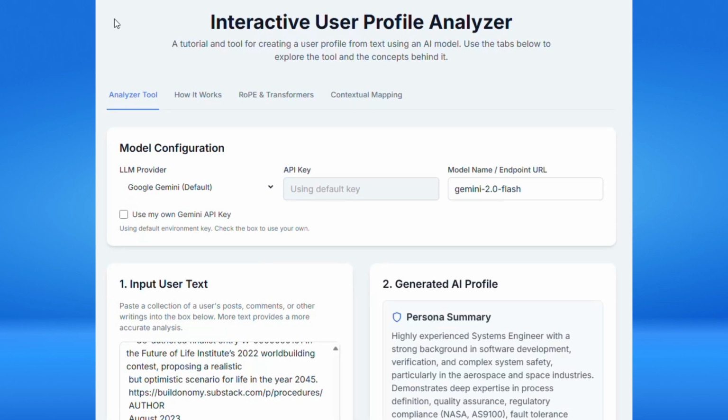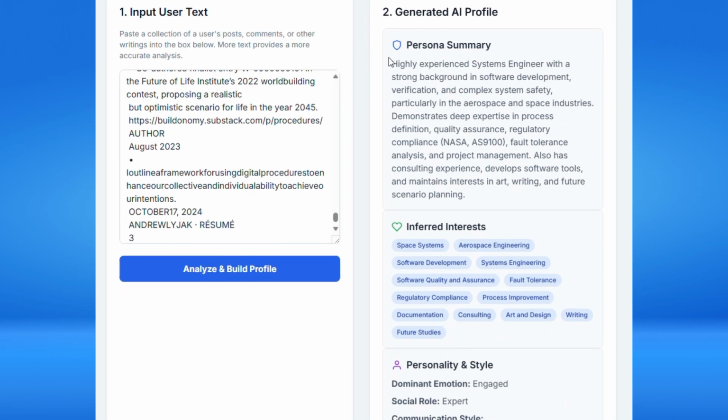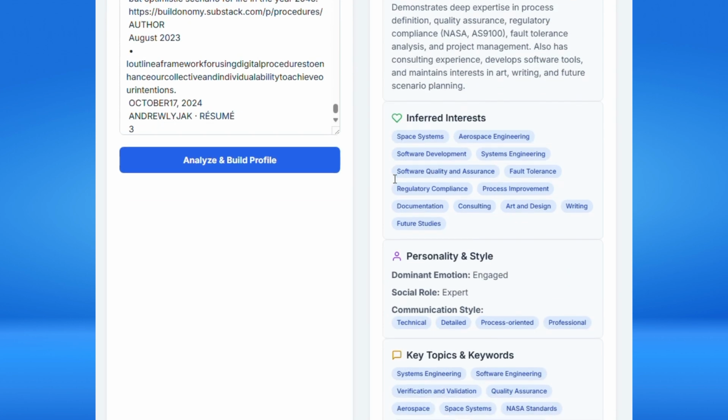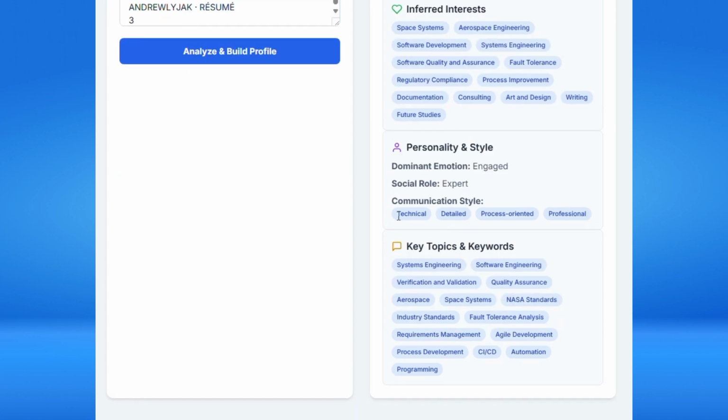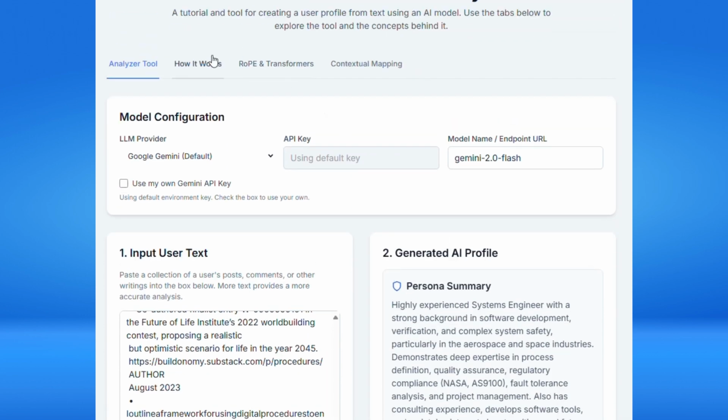This interactive user profile analyzer goes into how a text input is used to generate a contextual profile and how the contextual data could be encoded and compressed using quaternions and rotary positional embeddings. Different machine learning models excel in different ways in contextual awareness. A way to use different LLMs via API keys is included. Let's go into how this profile is generated.